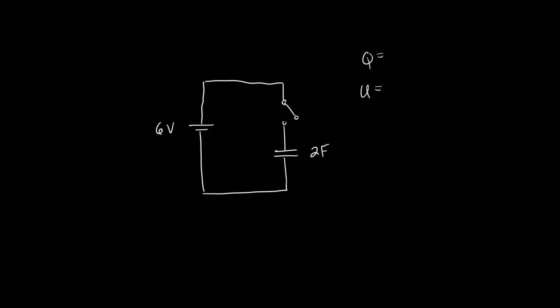So again, we have C times V, which is going to give you 2 farads times 6 volts, which will be 12 coulombs. A farad is still coulomb per volt. And 1/2 CV squared, so 1/2 times 2 times 6 squared, giving you 36 joules.